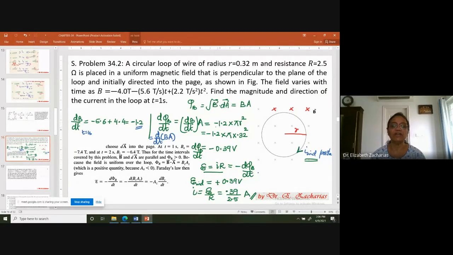So dB by dt I got as minus 1.2. Then area is pi r square. So just put it in, you will get EMF. d phi by dt is negative, therefore EMF is positive, therefore current is positive. Positive means as given there.